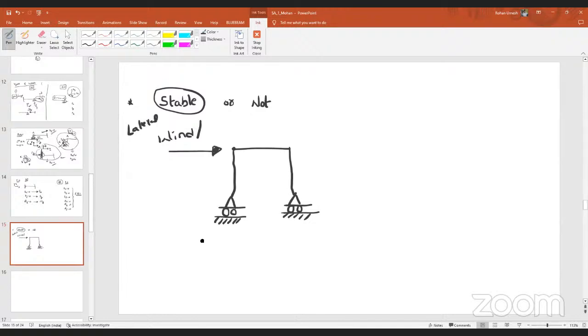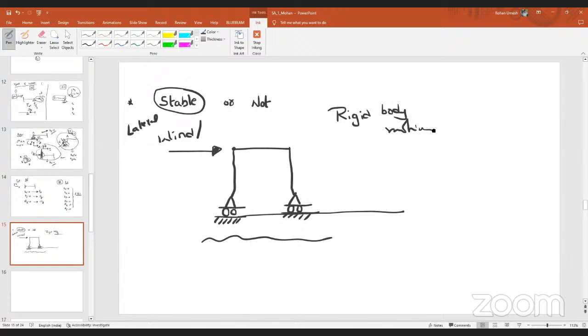Can you tell me how this structure will behave for this wind load? Will it resist or not? It can't resist, sir. Why so? There is a movement along the wind direction, sir. There is no restriction along the direction. What is the type of movement we will call it? The same structure is moving. That means we will call it a rigid body motion, isn't it?